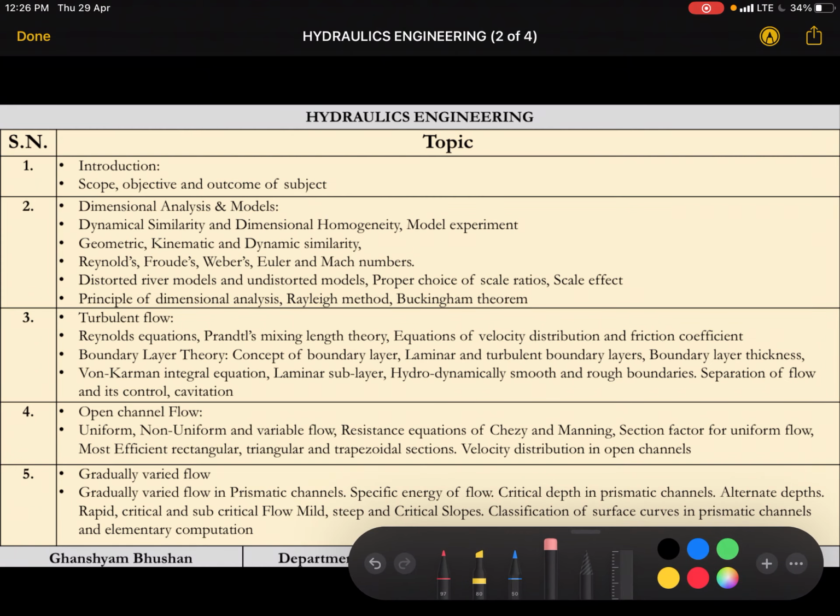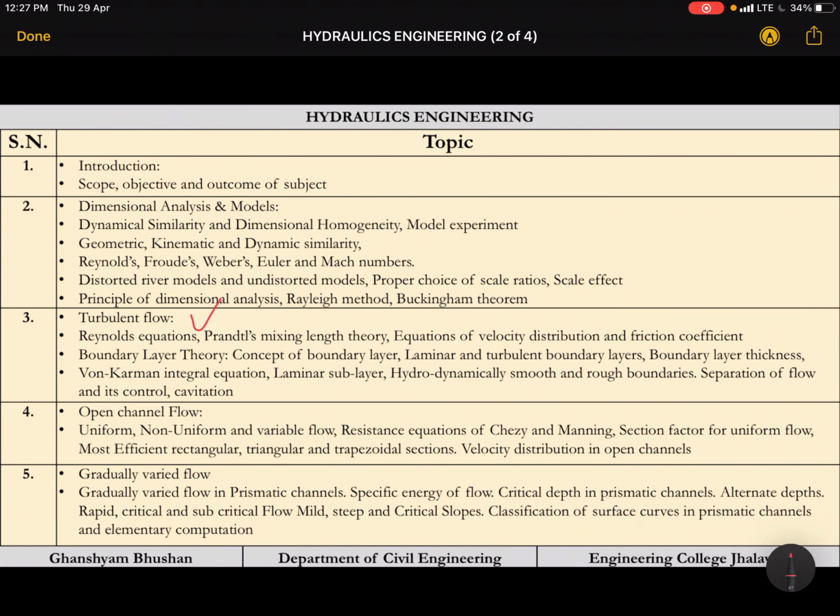After that you will be seeing turbulent flow. What is turbulent flow? I think laminar flow you might have studied in your fluid mechanics. This is a very cumbersome flow, a very high speed flow, where intermixing of particles is there, so that we are going to see. And the boundary layer concept, a very small but very important theory, boundary layer theory. How fluid behaves with different boundaries, and the von Karman equation here, and hydrodynamically smooth and rough surfaces, and various other concepts.